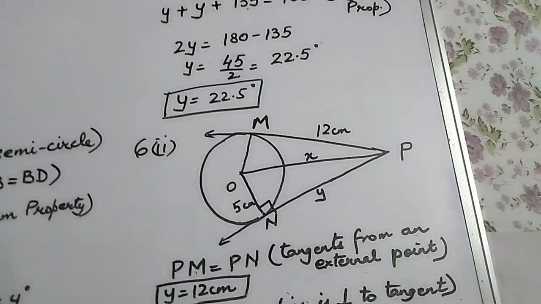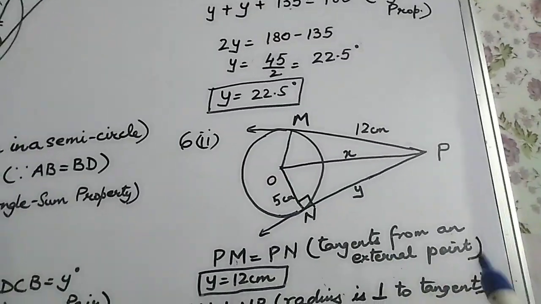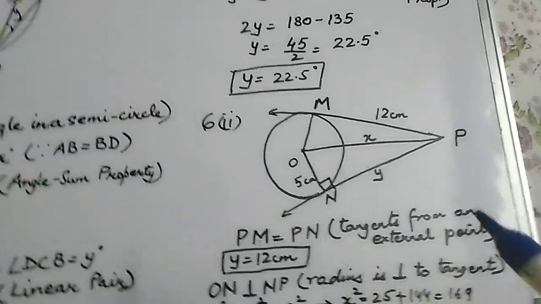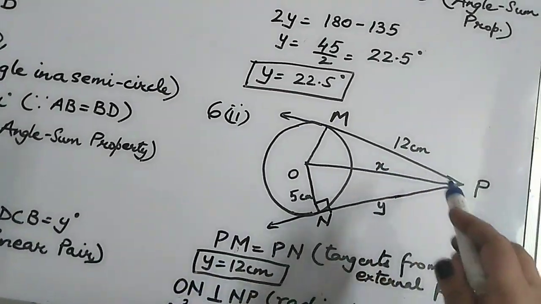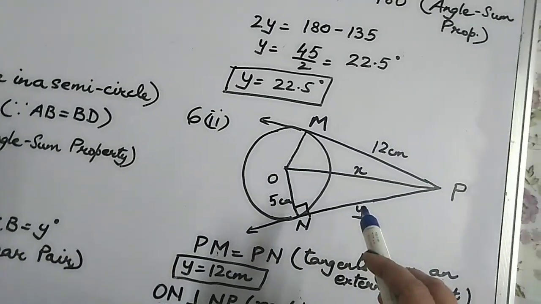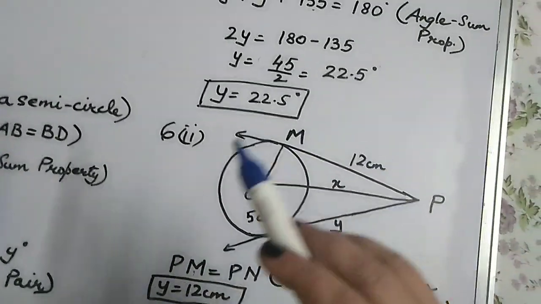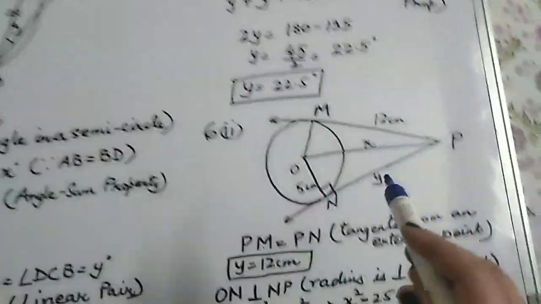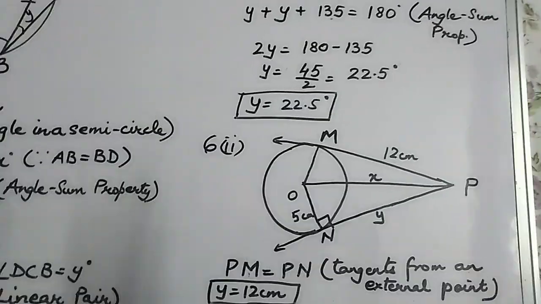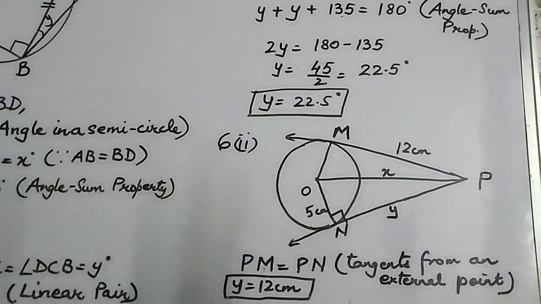Rest of the questions, try to apply your brain, children, and do them. Only these concepts are required in your questions: that a radius is perpendicular to the tangent, tangents from an external point are equal, and an angle in a semicircle is a right angle, and the previous properties which you have been learning, like isosceles triangle, angle sum property, all these you should know.